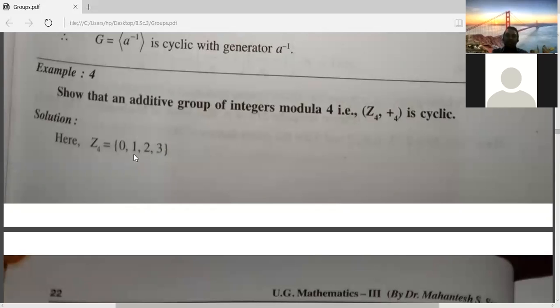Because by repeated application of 0 you don't get the element 1, that is one case. Similarly by adding 0 you don't get 2, and by adding 0 you don't get 3, that means 0 is not a generator.